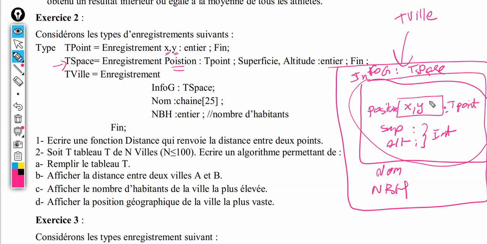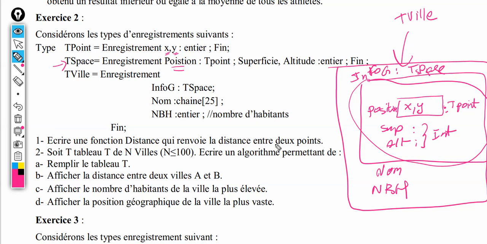So last time we have done the first question, but let me just remind you about the question. Donc, écrire une fonction distance qui renvoie la distance entre 2 points. So we have written this function by giving 2 variables of type T-point, okay? 2 variables of type T-point. It means they are records, and we have calculated the distance using the Euclidean distance rule. And we have used the square root, and we have supposed that we have a function that calculates the square root.